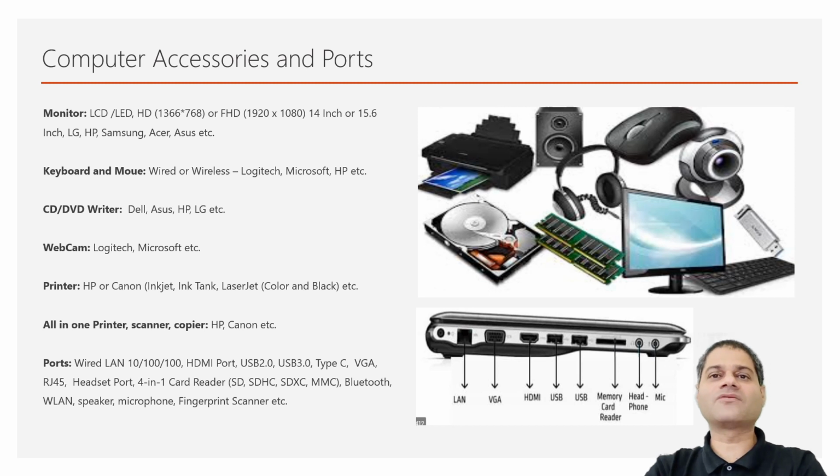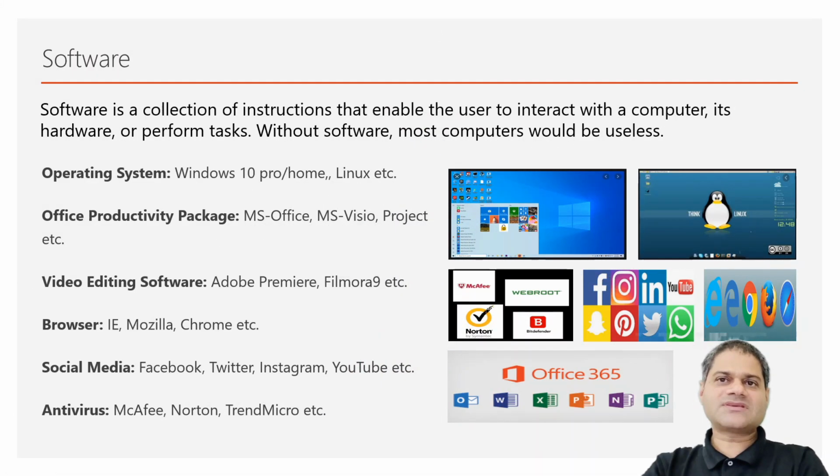Now let's talk about software. Software is a collection of instructions that enable you to interact with the computer. Without software, computers are unusable. In software, the operating system is crucial to bring the hardware up and running and make hardware usable to run computer application programs. Without an operating system, a computer system has no life.